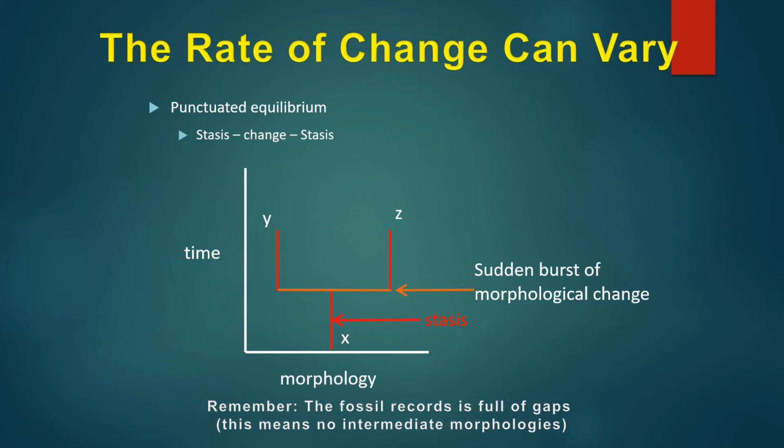So in essence, graphically, it would be represented by, you start out as species X, and then all of a sudden there's a sudden burst of morphological change, and out of that sudden burst comes two separate species, right? So remember that the fossil record is full of gaps. This means that there's really no intermediate morphologies, or we don't really have a whole lot of examples of them.